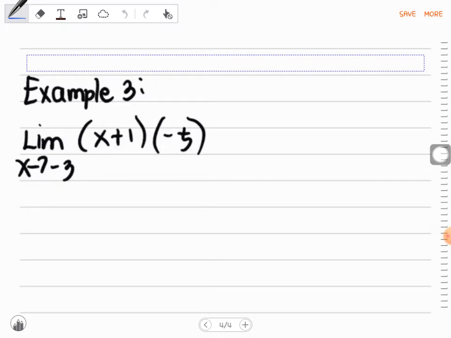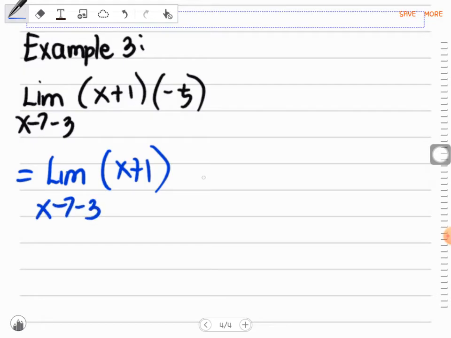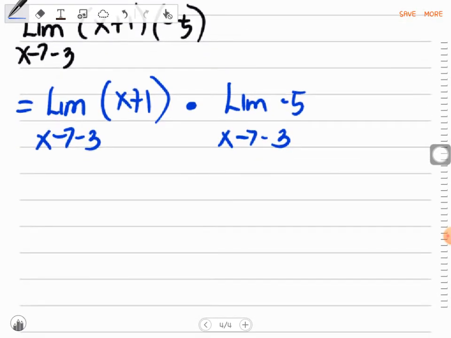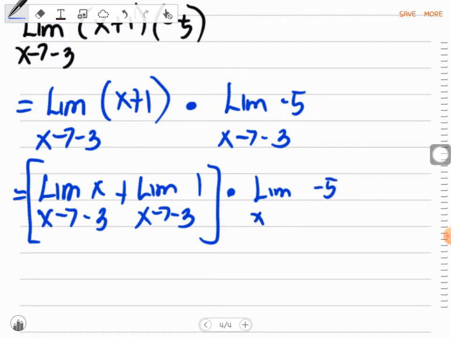Next, last example. Example number 3. For number 3, we have the limit of the quantity x plus 1 and the quantity negative 5 as x approaching negative 3. So again, for our solution, we have the limit of x plus 1 as x approaching negative 3 times the limit of negative 5 as x approaching negative 3. Okay, now for this, just substitute. So we have, distribute the limit: the limit of x as x approaching negative 3 plus the limit of 1 as x approaching negative 3, and then times the limit of negative 5 as x approaching negative 3.